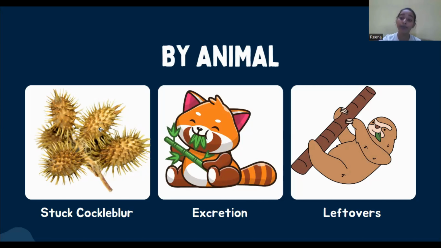Next is excretion. When they eat something, then when they excrete, that thing also grows back. Next, the leftovers. When the animals eat their food and they're nibbling it, they're chewing it, the leftover falls down, and those are called leftovers, which is then again planted. So these are the 3 ways, okay?